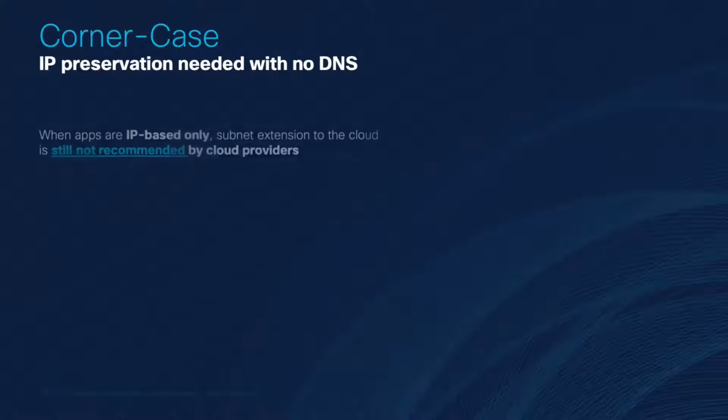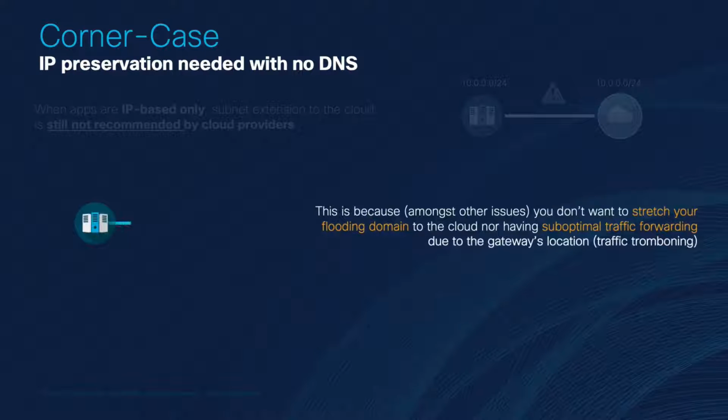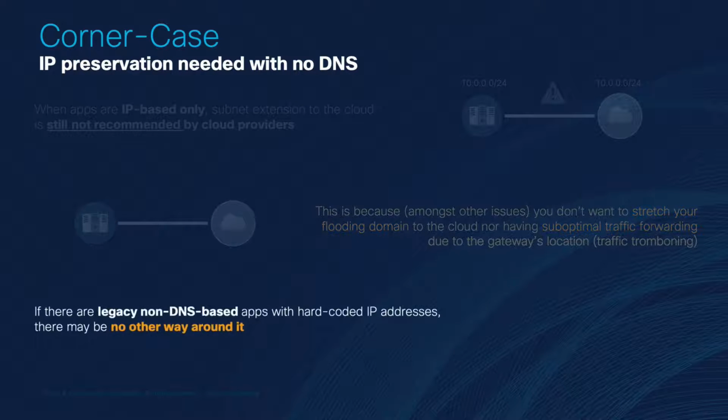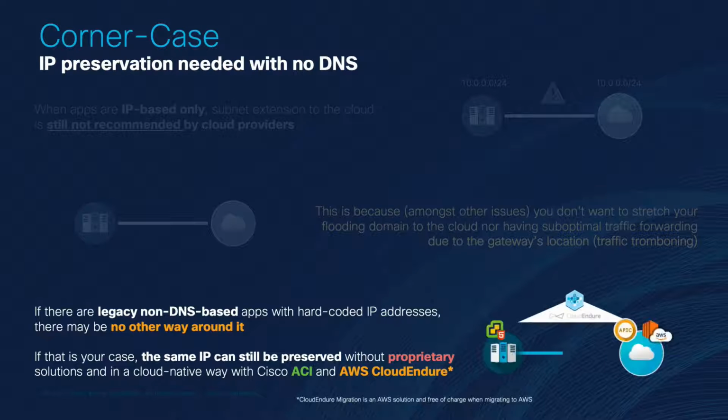If you happen to have legacy applications that are IP-based only, this could be the right moment to change the code to use DNS or even modernize the application's architecture. Stretching subnets may cause multiple issues, including suboptimal routing and traffic tromboning when the gateway for such a stretched subnet is still on premises. Therefore, we recommend our customers avoid subnet stretching if possible. However, if you have no other way around it, we will show you in this demo how you can perform a disaster recovery for both DNS-based and IP-based environments, preserving the same IP for the instances only when needed by using ACI and CloudEndure. Right, Germán.